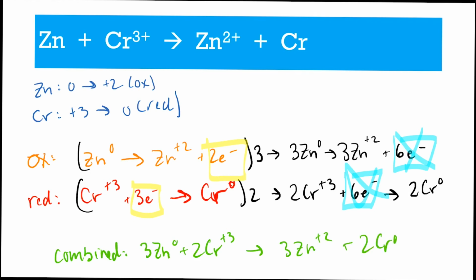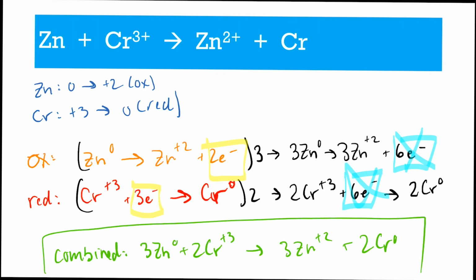So if we look at it, we have 3 zincs on both sides, which is good. We have 2 Crs on both sides, which is good. The total charge of the left is plus 6, and the total charge of the right is plus 6. Everything is balanced. We are good to go.